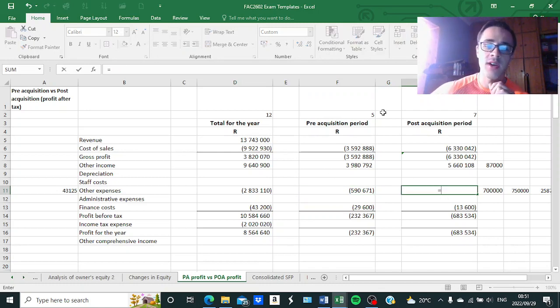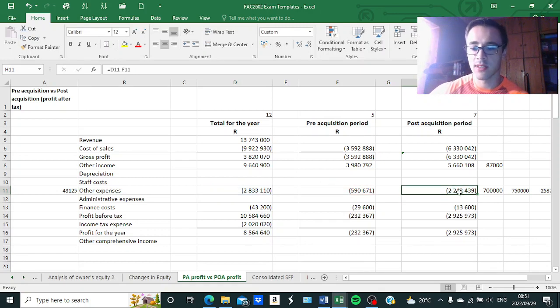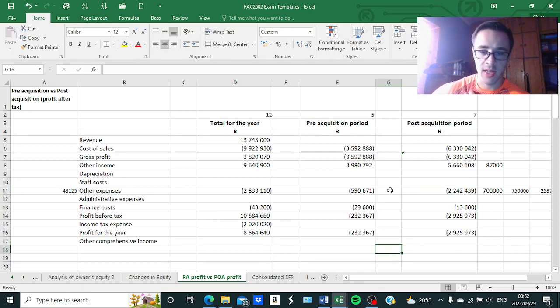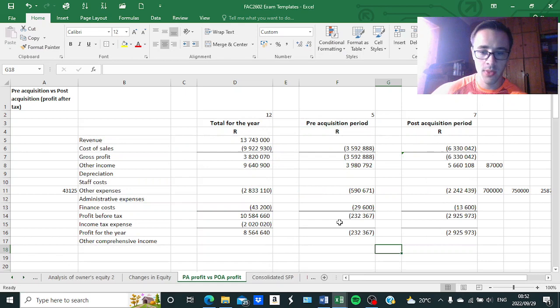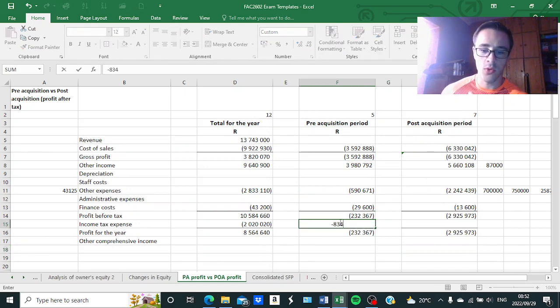And then logically, if you have calculated the amount for the pre-acquisition period, the remaining amount will go to the post-acquisition period, meaning that this will be your amount for other expenses for the post-acquisition period. Okay, 2,242,439. We have already allocated finance costs between the two periods. And then for the income tax expense, they have given us the amounts for both periods. It says that income tax expense for Netix Limited amounted to 834,991.